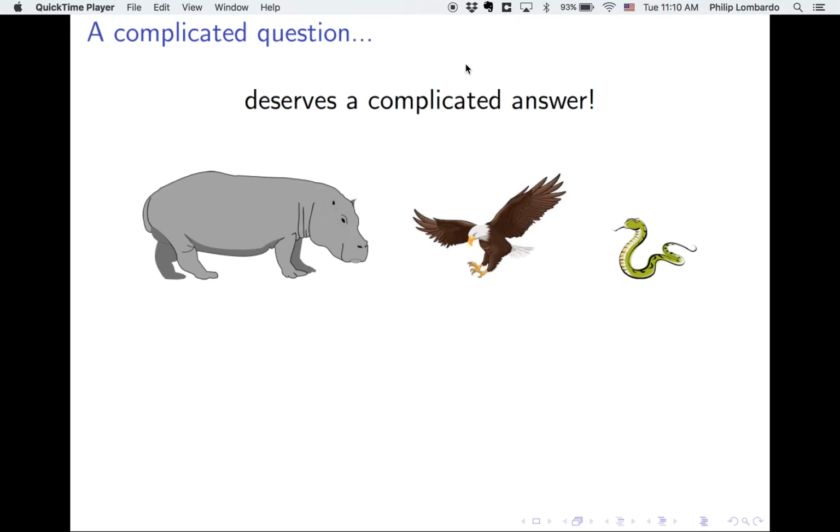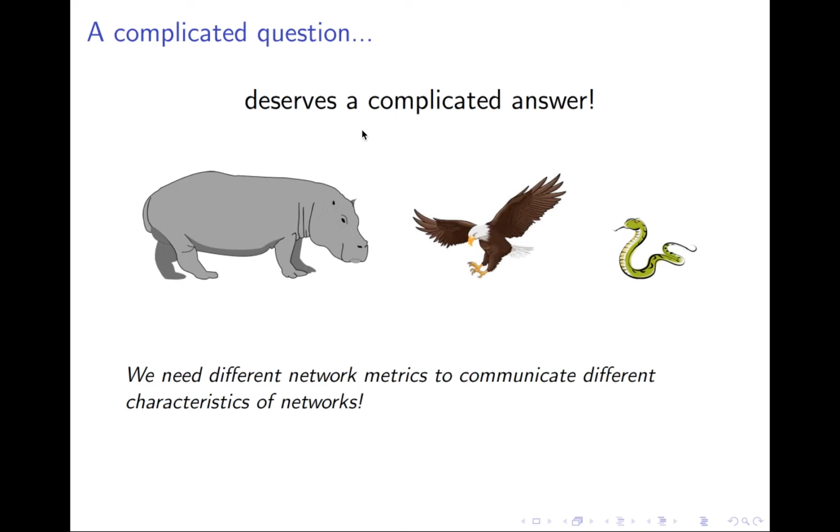So the idea here is that when you're judging how large a particular animal is, there are many different criteria that you could use depending on what your interest is. Similarly, there are many criteria by which we can measure the magnitude of a network. So in summary, networks, like animals, have many characteristics that may be important for our studies. And our basic idea moving forward is we're going to need different types of network metrics to communicate these different characteristics of our networks.